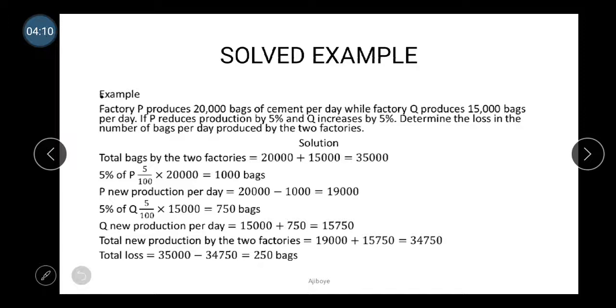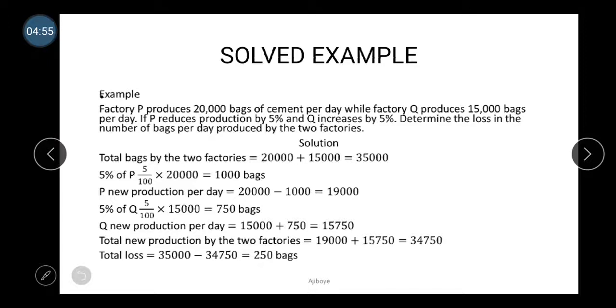So 5% of Q is 5 over 100 times 15,000, and that will give us 750 bags. That 750 bags is the increase in production by Factory Q. So the new production per day would be 15,000 plus the increase 750, which is equal to 15,750 bags per day.